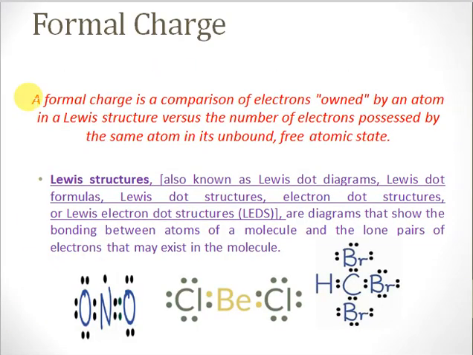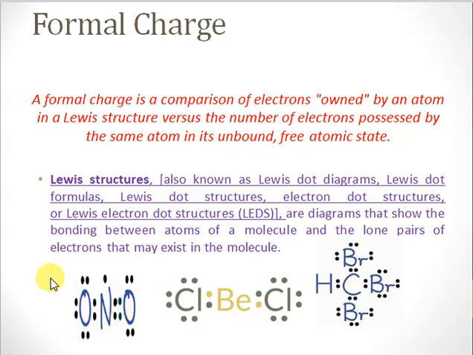So if we have to define a formal charge, what's a formal charge? Formal charge is a comparison of electrons owned by an atom in a Lewis structure versus the number of electrons possessed by the same atom in its free state. For example, suppose we have an oxygen atom, with some number of electrons in the free state, and then this oxygen atom is in a combined state, in the form of a molecule.